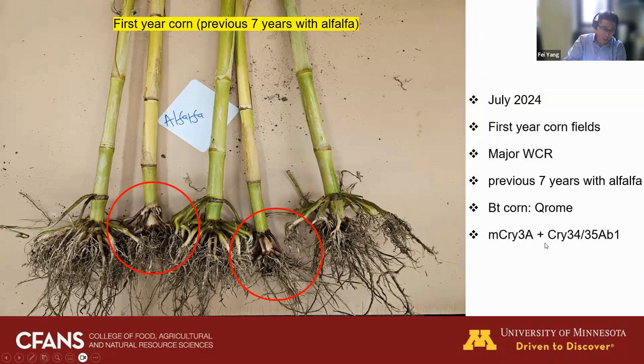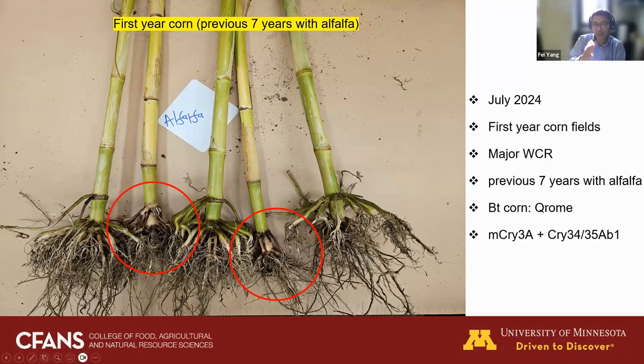So we dug up the corn plants and brought them to the lab. We checked the root damage, and also we checked the expression of these BT proteins to make sure these are not refuge plants. They are BT plants. And yes, they are BT plants, and they also have significant damage by the corn rootworm.